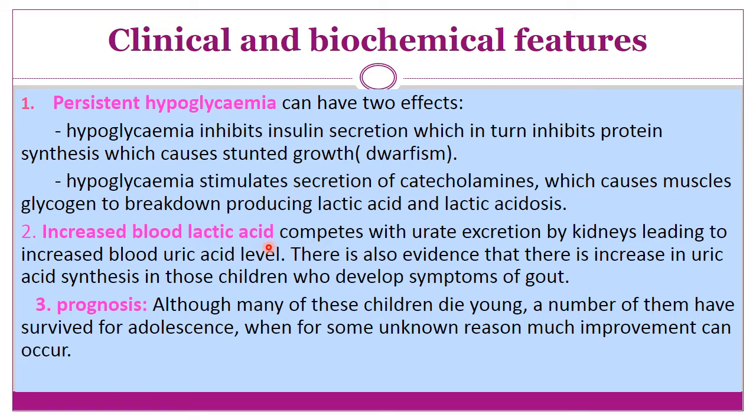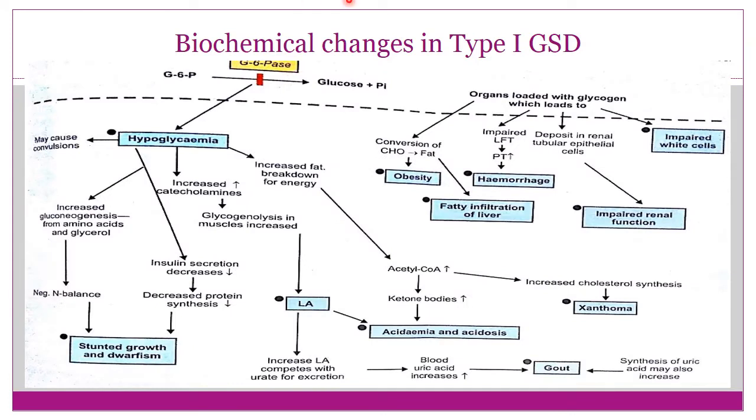So this blood lactic acid competes with urate excretion by the kidney, leading to increased uric acid level. Because of this uric acid level, urate is retained, and this can develop into gout. So the condition of gout may also give rise. Then prognosis. Although many of these children die young, a number of them have survived into adolescence, when for some unknown reason much improvement can occur.